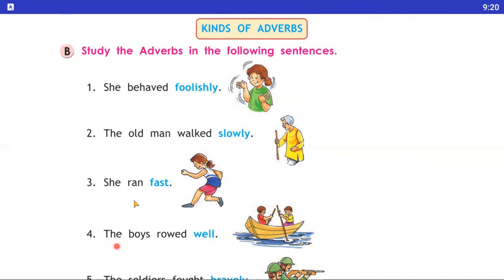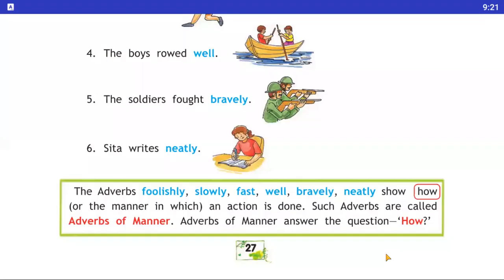Okay, students. So in these sentences, the blue words are adverbs. Firstly, you notice that she behaved foolishly. So how she behaved? She behaved foolishly. We get the answer. So these words are the adverbs. So students, these adverbs, foolishly, slowly, fast, well, bravely and neatly show how an action is done. How मतलब the manner in which. हम किसकी बात कर रहे हैं? Such adverbs are called adverbs of manner. मतलब verb का क्या तरीका है, है ना? Adverbs of manner answer the question how. जो adverbs of manner होते हैं वो answer the question करते हैं how.